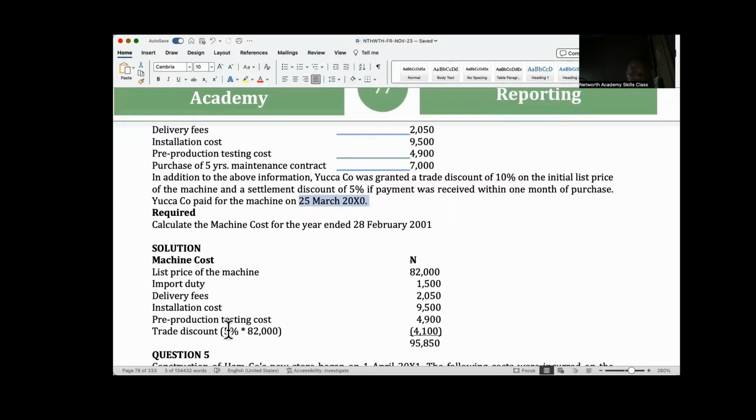Okay. This is a mistake here. This trade discount should be 10%. 8,200. Can you help me confirm if this answer is correct? You know that you have to be holding your calculator now since we are already in calculations here. Okay, should be 91,750. 91,750. Okay.